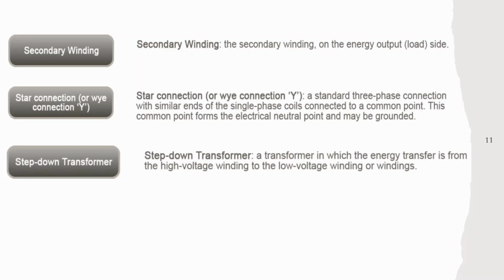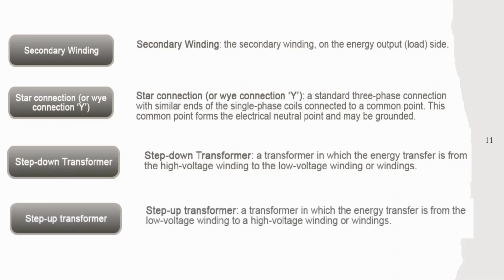400 volts or 0.433, 415. So this is the step down transformer. Then we also have a step up transformer. Step up transformers use energy transfer from the low voltage winding to the high voltage winding. For example, step up from 6.6 kV to 132 kV. So it's just the reverse.